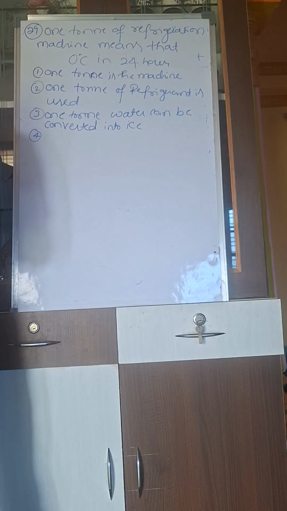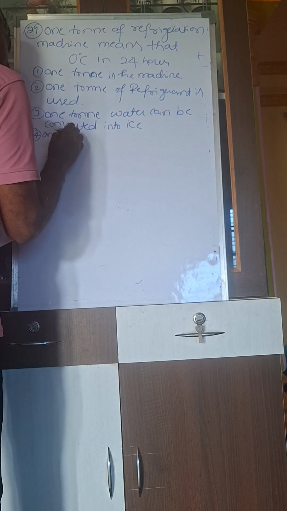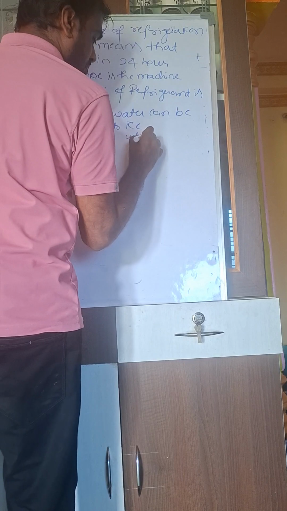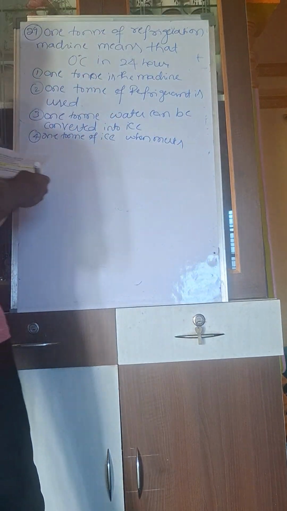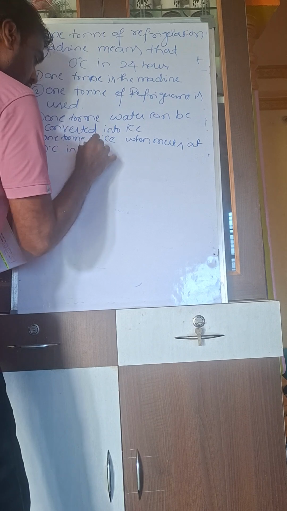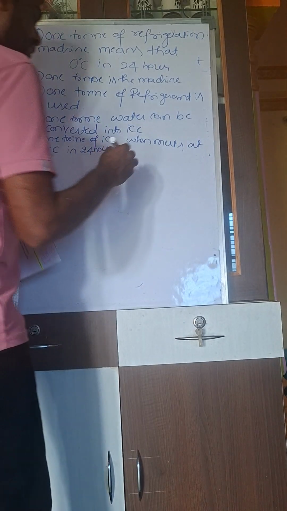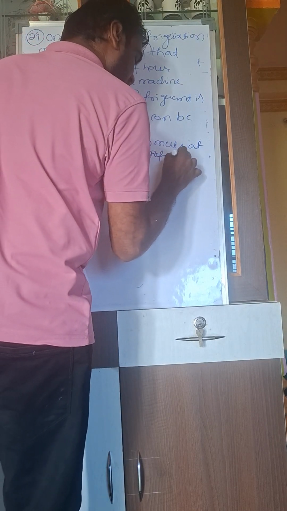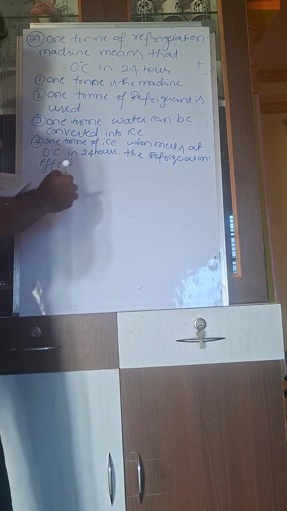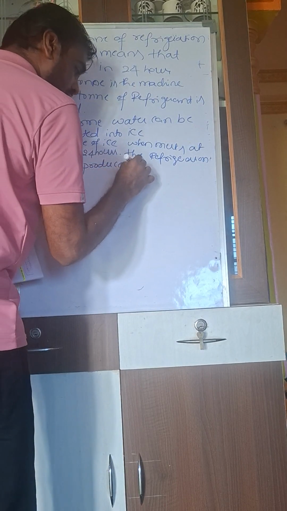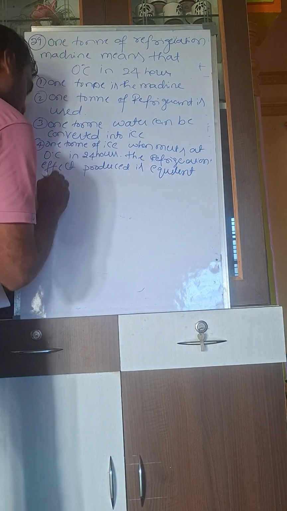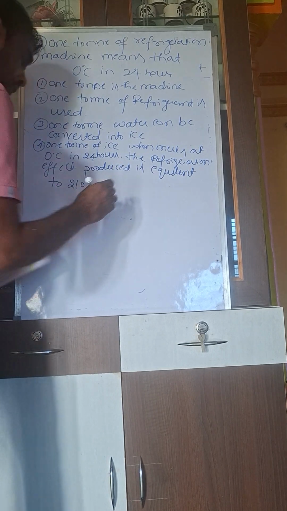The fourth one: 1 ton of ice, when it melts at 0 degree Celsius in 24 hours, the refrigeration effect produced is equivalent to 210 kilojoule per minute.